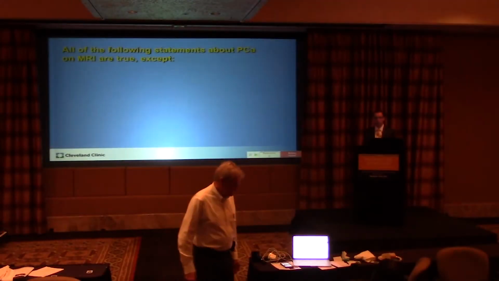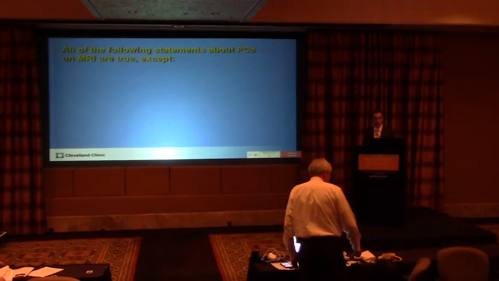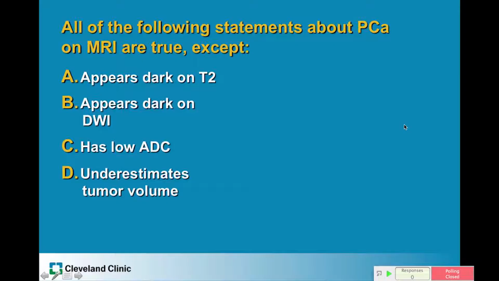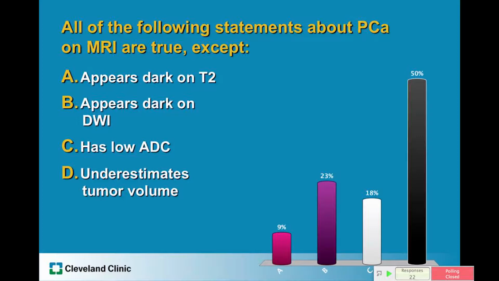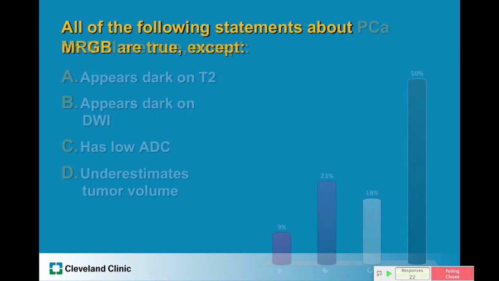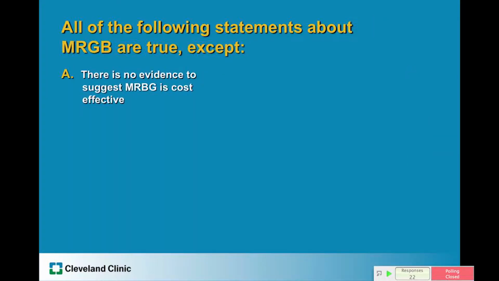So I have a couple of quick audience response questions. All of the following statements about prostate cancer on MRI are true except: appears dark on T2, appears dark on diffusion-weighted imaging, has low ADC, and underestimates tumor volume. Okay, very good. We'll talk about that and we'll go over that one more time at the end.